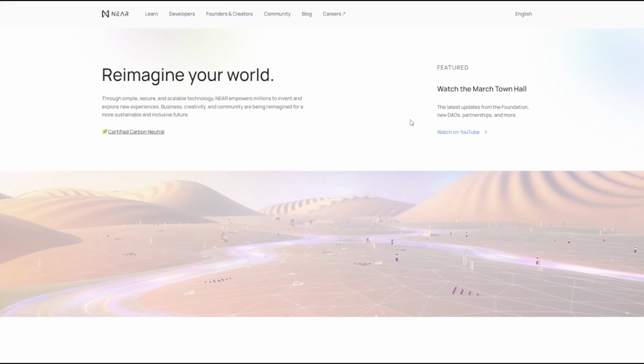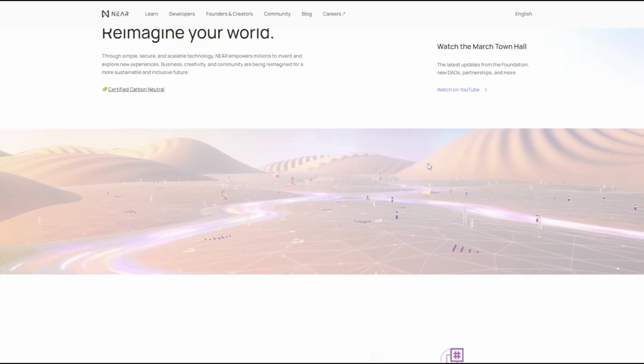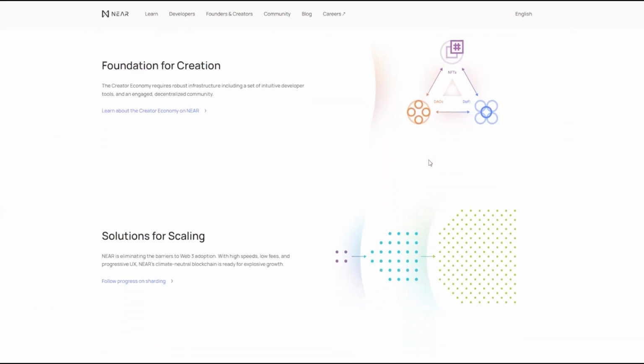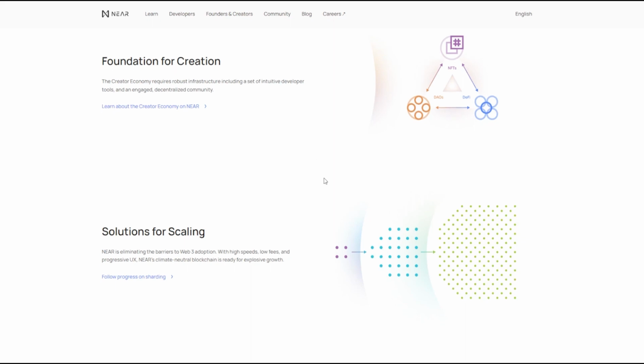Now, first of all, just looking at the website, we can see that these guys are trying to help everybody build on a simple, secure, and scalable technology. So it's empowering millions of people to invent and explore new experiences on the blockchain. First of all, through creation. So DAOs, decentralized finance, NFTs, everything is applicable in the Near protocol. You're able to build pretty much anything you want.